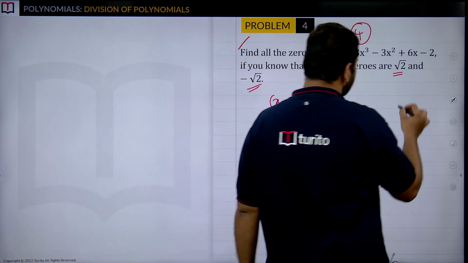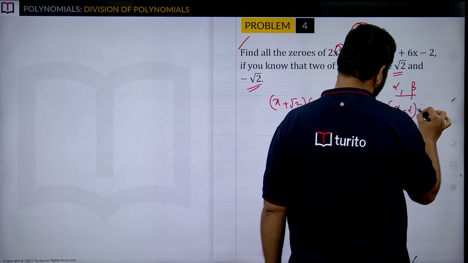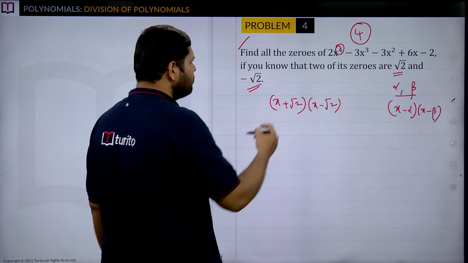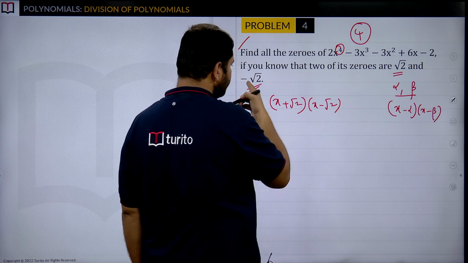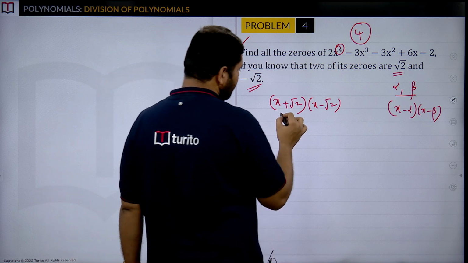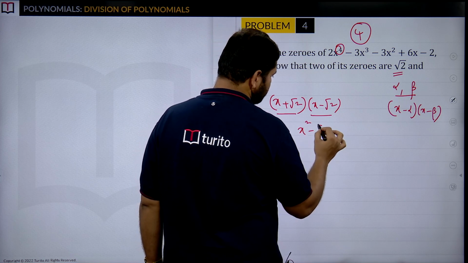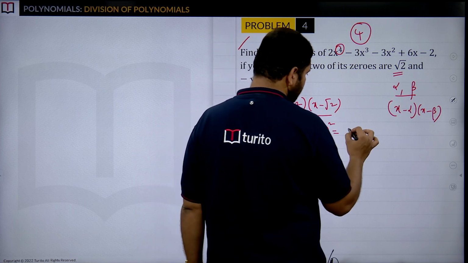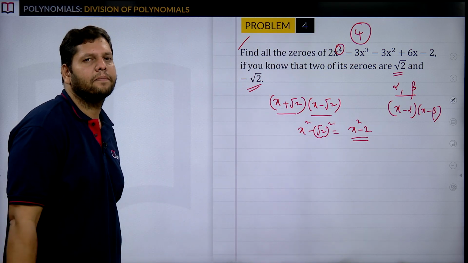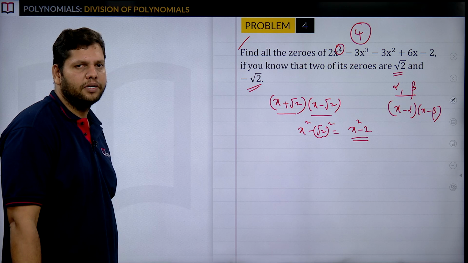If alpha, beta are both the zeros, children, then we can write the quadratic polynomial as x minus alpha into x minus beta. So here, a positive root means x minus root 2, and a negative root means x plus root 2, like minus of minus becomes plus. Now children, multiply this. This is of the form a plus b into a minus b, so a square minus b square. That is x square minus root 2 whole square. So what are we going to get, children? x square minus 2 is the answer. Clear? So our quadratic polynomial is x square minus 2.